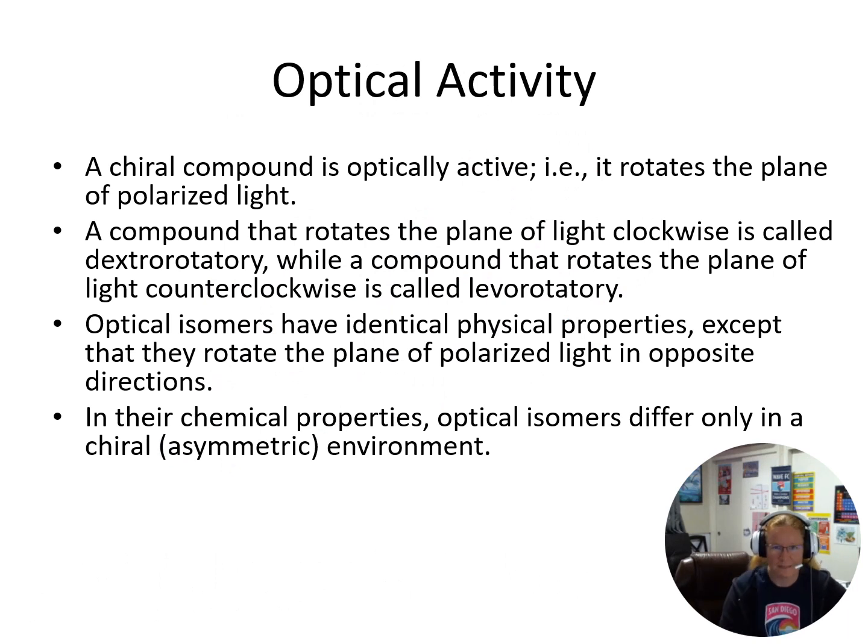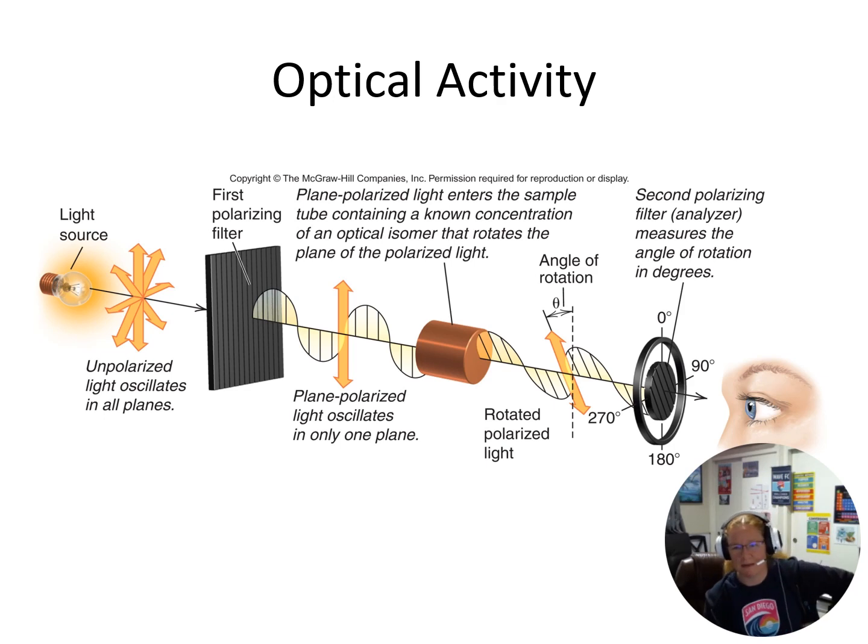When we have chirality, we have optical activity, so it'll rotate the plane of polarized light. We can get D isomers and L isomers based on the direction that it rotates the light. A D isomer is going to rotate it clockwise, and an L isomer is going to rotate it counterclockwise. They have the same physical properties, except they rotate the plane in opposite directions. You can see here, this is what we mean by rotating the plane of light.